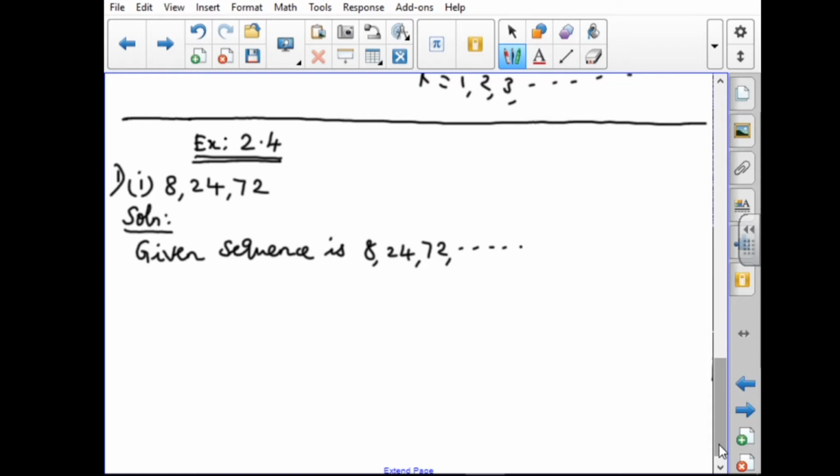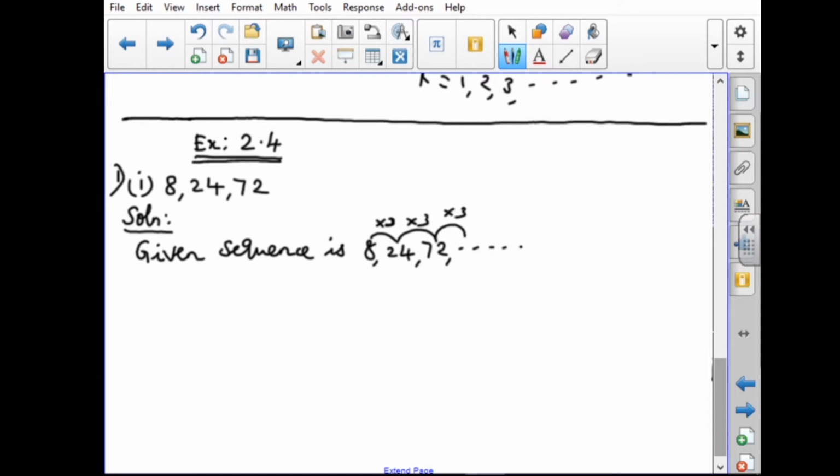They have given 8, 24, 72. First you have to find the difference between 8 and 24. It may be add or subtract or divide or multiply, anything. The first number is a small number, the second number is 24, that is a big number. We have to add or multiply to get a greater number. So I am going to multiply by 3 here. 8 threes are 24. Again, 24 into 3 is 72. So the next number also we have to multiply by 3 to get the next number.